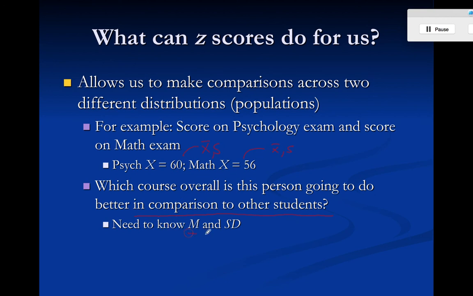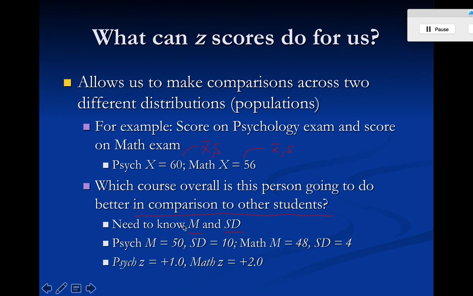So I need to know my mean and my standard deviation. Here's my mean and my standard deviation for the psych exam, and my mean and my standard deviation for my math exam. To calculate Z, remember, my Z formula is equal to my score minus my group's average, divided by the standard deviation. So I'm already giving you that information here.